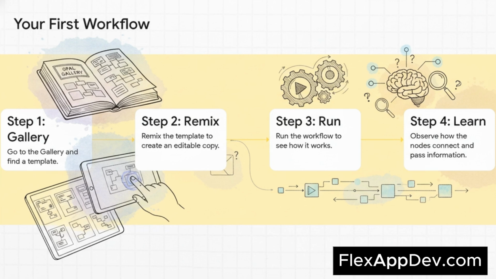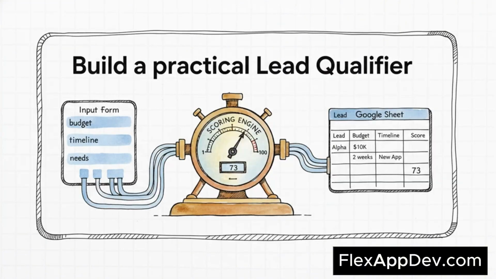Run it, see what happens, and then pop the hood and see how those nodes are passing information from one to the next. And this is so important. Your first project needs to solve a real-world problem. Forget the abstract stuff. Build a lead qualifier. It's just a simple form that asks for a lead's budget, their timeline, their needs. Then it runs it through a little scoring system you create, and boom, logs it right into a Google Sheet. This isn't a toy. It's a real business tool you can build in less than an hour.